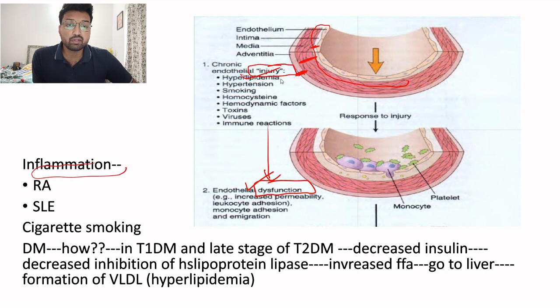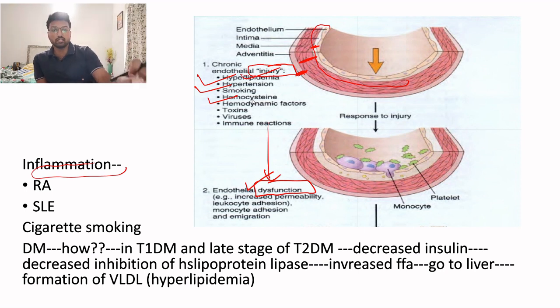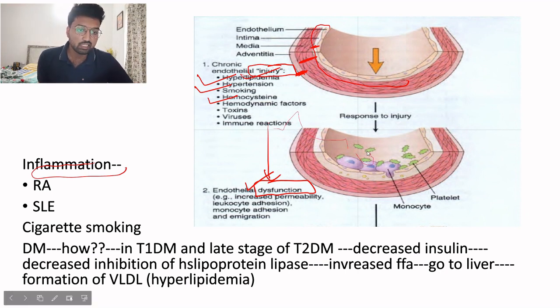We have talked about hypertension, we have talked about hyperlipidemia, we have talked about homocysteine. Okay, we will talk about other things also, but you have to just understand this, that whatever may be the cause, all of the risk factors, all of the causes will first cause an injury. Injury will lead to dysfunction. Dysfunction will occur, and then see what is happening. What is happening here?